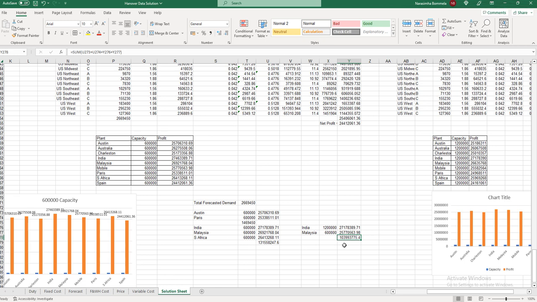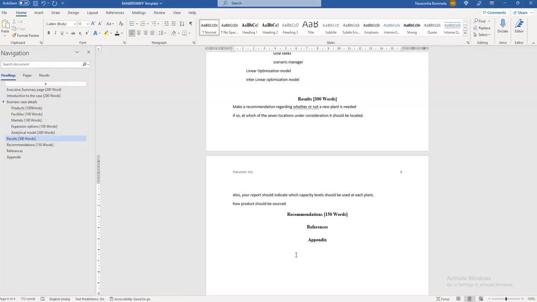Okay, so when we compare, there is another option, India manufacturing 1200,000 units, but sorry, this should be 274. When the profitability is compared with the three-plant option, we can see that when we implement three plants in India, South Africa and Malaysia, we have the maximum profit. So that is the simple solution. Okay, so this is also cleared. The third question is also explained in detail.